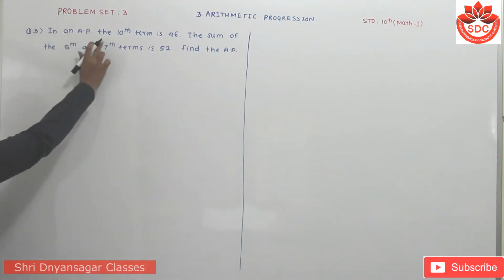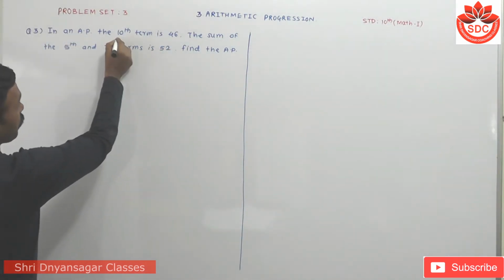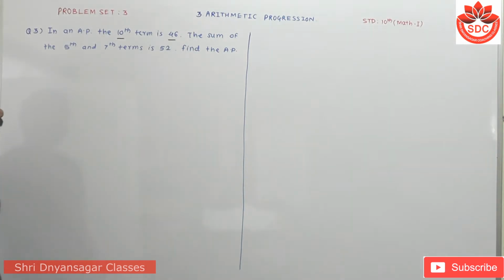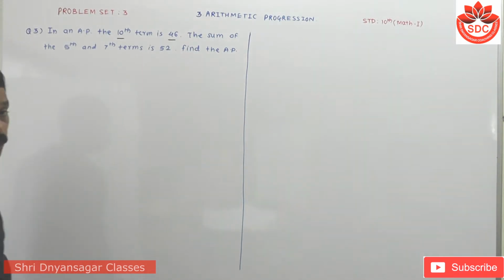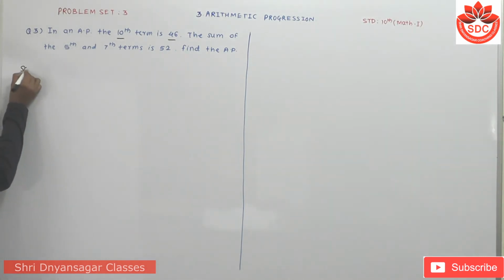Question third: in an AP, the 10th term is 46. Look here, the 10th term is 46. The sum of the 5th and 7th terms is 52. Find the AP. Now, the simple one is the solution.